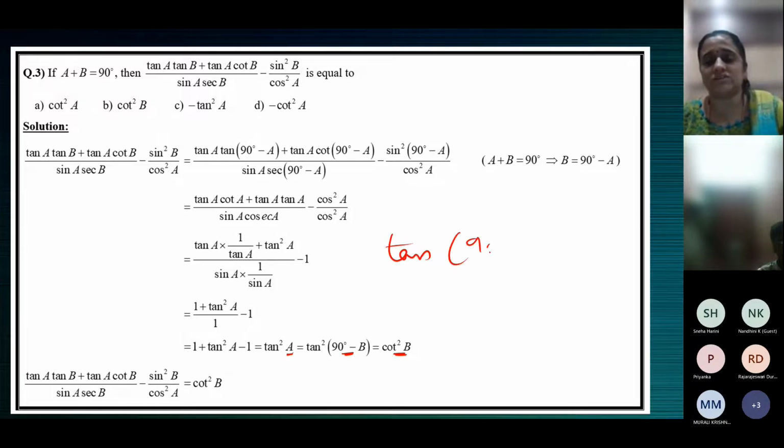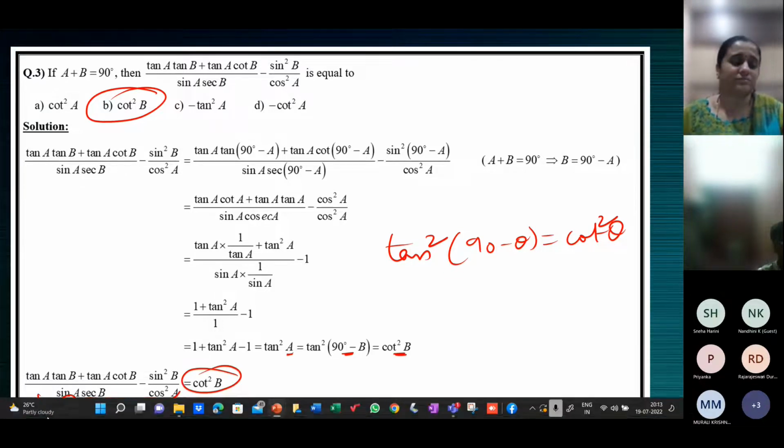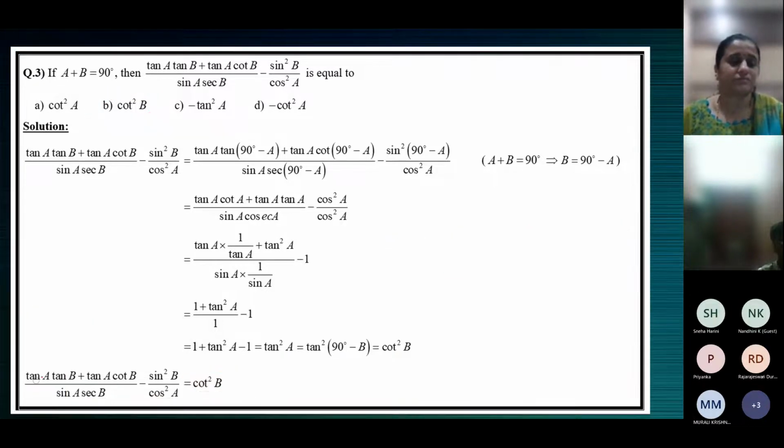Tan 90 minus theta is cot theta. Tan square 90 minus theta is cot square theta, squaring on both sides. So cot square B. Now go and check cot square B. Yes, it's here. So the value of this expression is cot square B.